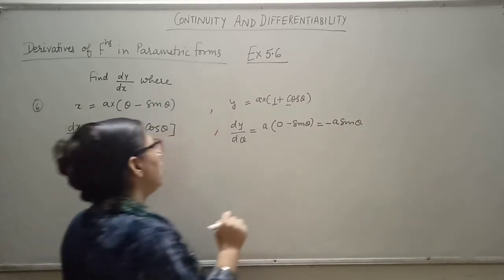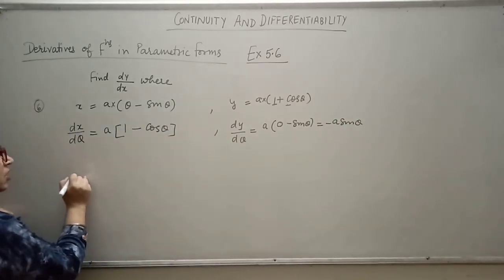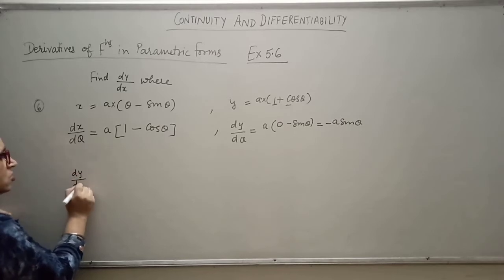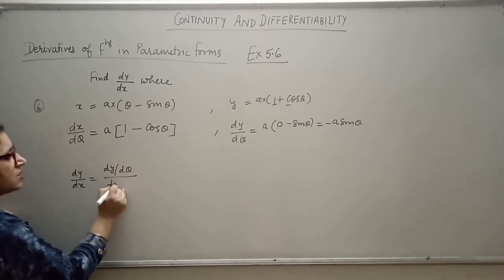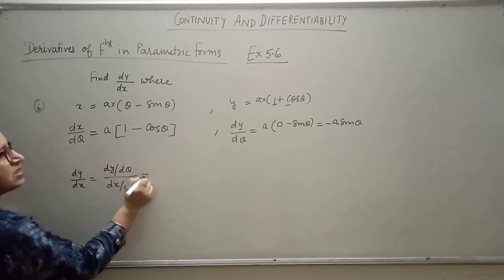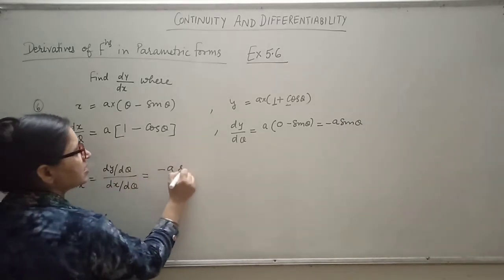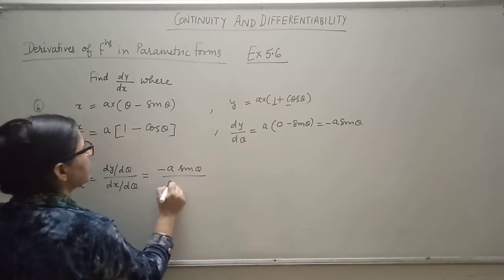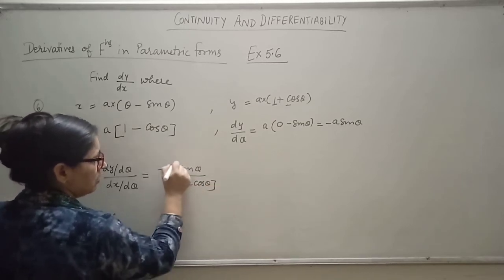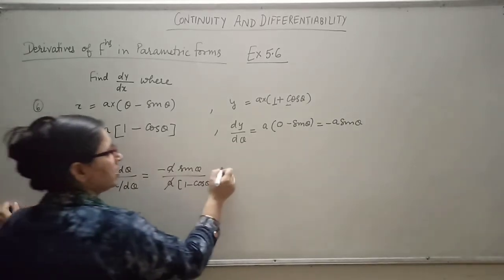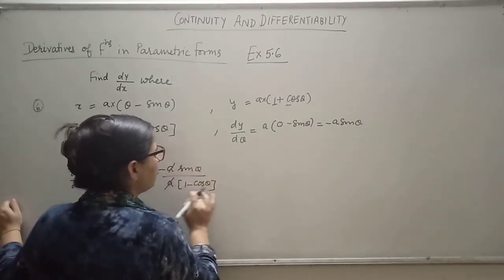Now after this we need to find dy by dx. So we write dy by d theta upon dx by d theta. What is dy by d theta? That is minus a sin theta, and dx by d theta is a into 1 minus cos theta. You can cancel a. Now what is left? Minus sin theta upon 1 minus cos theta.